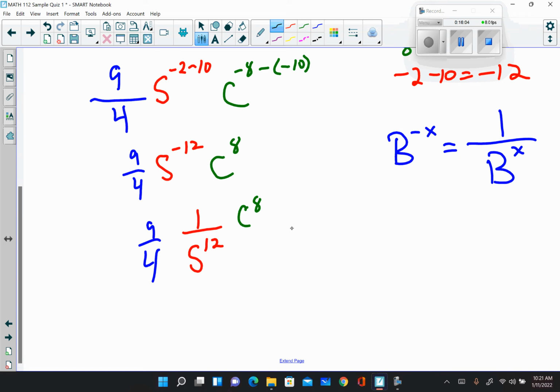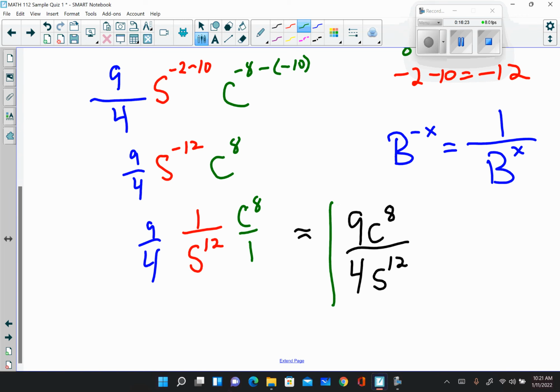So in simplest form, we multiply all these numerators. 9 times 1 times c to the 8th is 9c to the 8th. And we multiply all the denominators. 4 times s to the 12th is 4s to the 12th. Under this green is an understood 1. Multiply all the denominators, like I said. 9c to the 8th over 4s to the 12th.